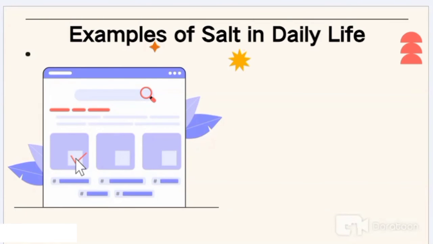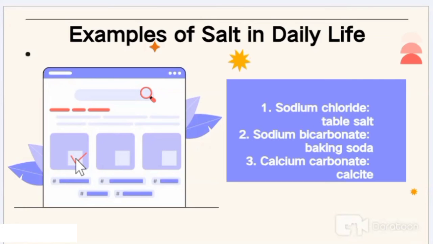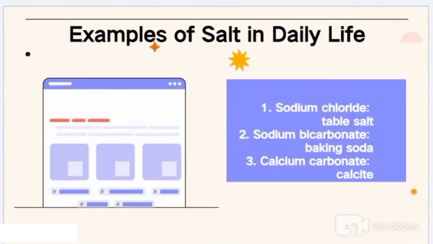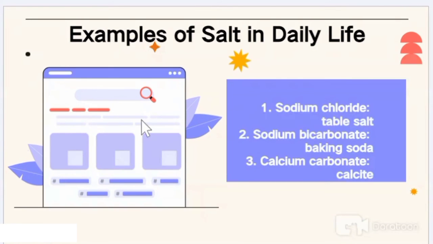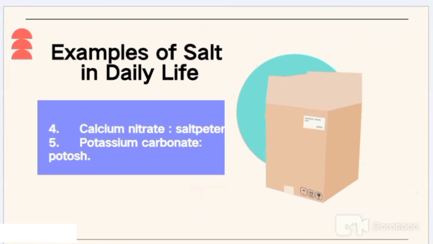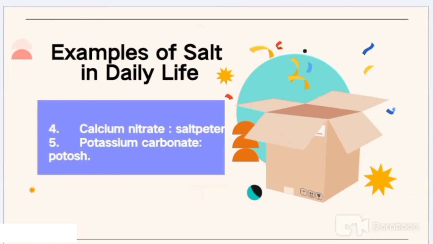Examples of salt in daily life. 1. Sodium chloride, table salt. 2. Sodium bicarbonate, baking soda. 3. Calcium carbonate, calcite. 4. Calcium nitrate, saltpeter. 5. Potassium carbonate, potash.